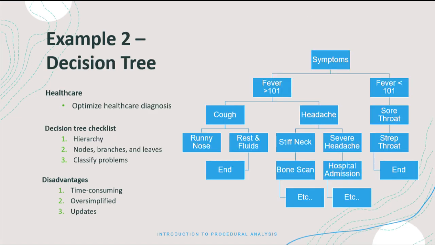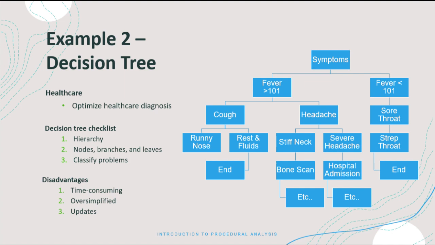Let's try another example. Example 2. The use of decision tree in healthcare. Here we have a decision tree for optimizing healthcare diagnosis. By using procedural analysis, we can break down the process into smaller, more manageable steps, and thus help healthcare professionals make better and more informed decisions.